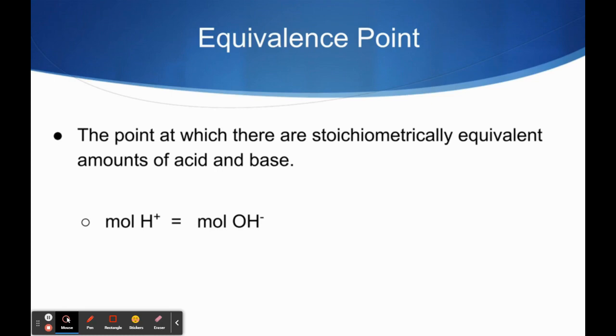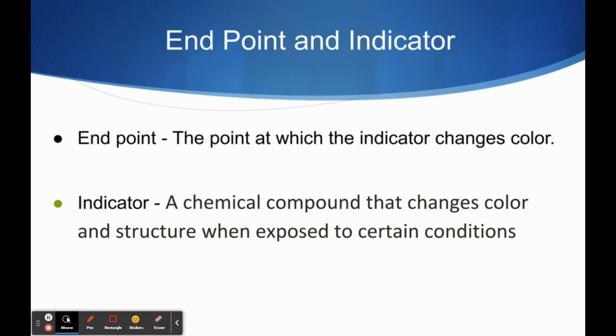The equivalence point is the point during the titration when there are stoichiometrically equivalent amounts of acid and base. What that means in simpler terms is that the moles of H+ ions are equal to the moles of OH- ions. So this is exactly when the pH is equal to 7. The endpoint is the point at which the indicator changes color, which is also at the equivalence point.